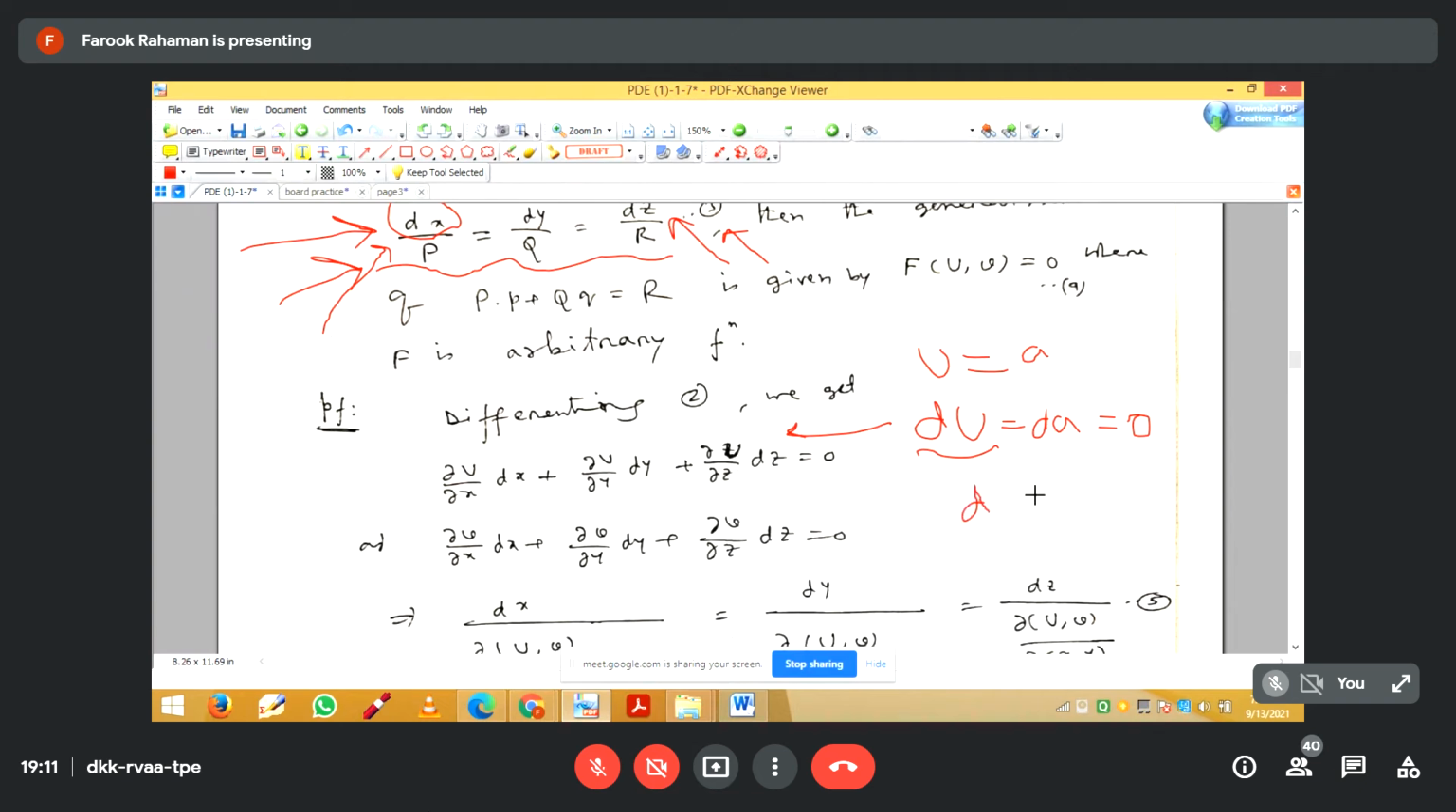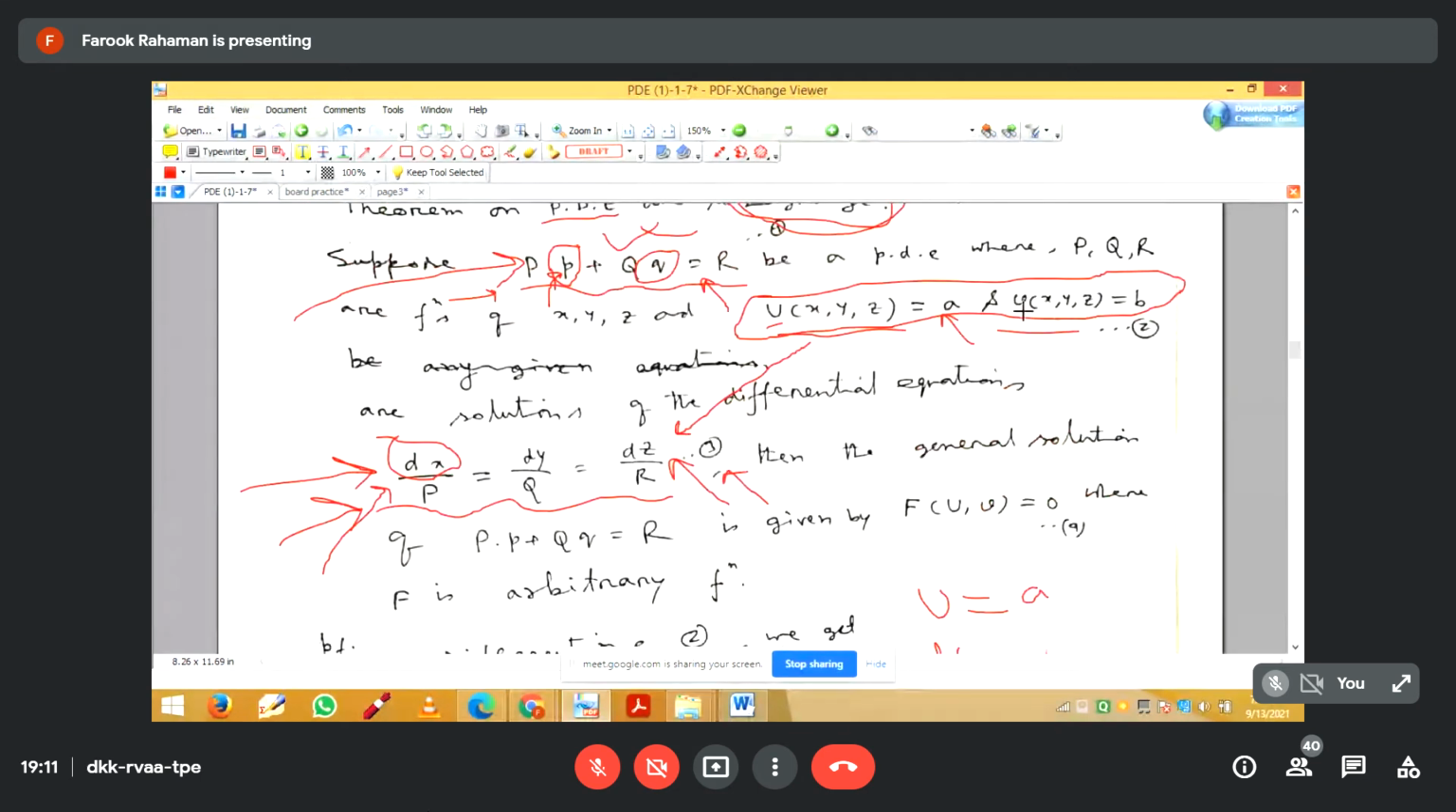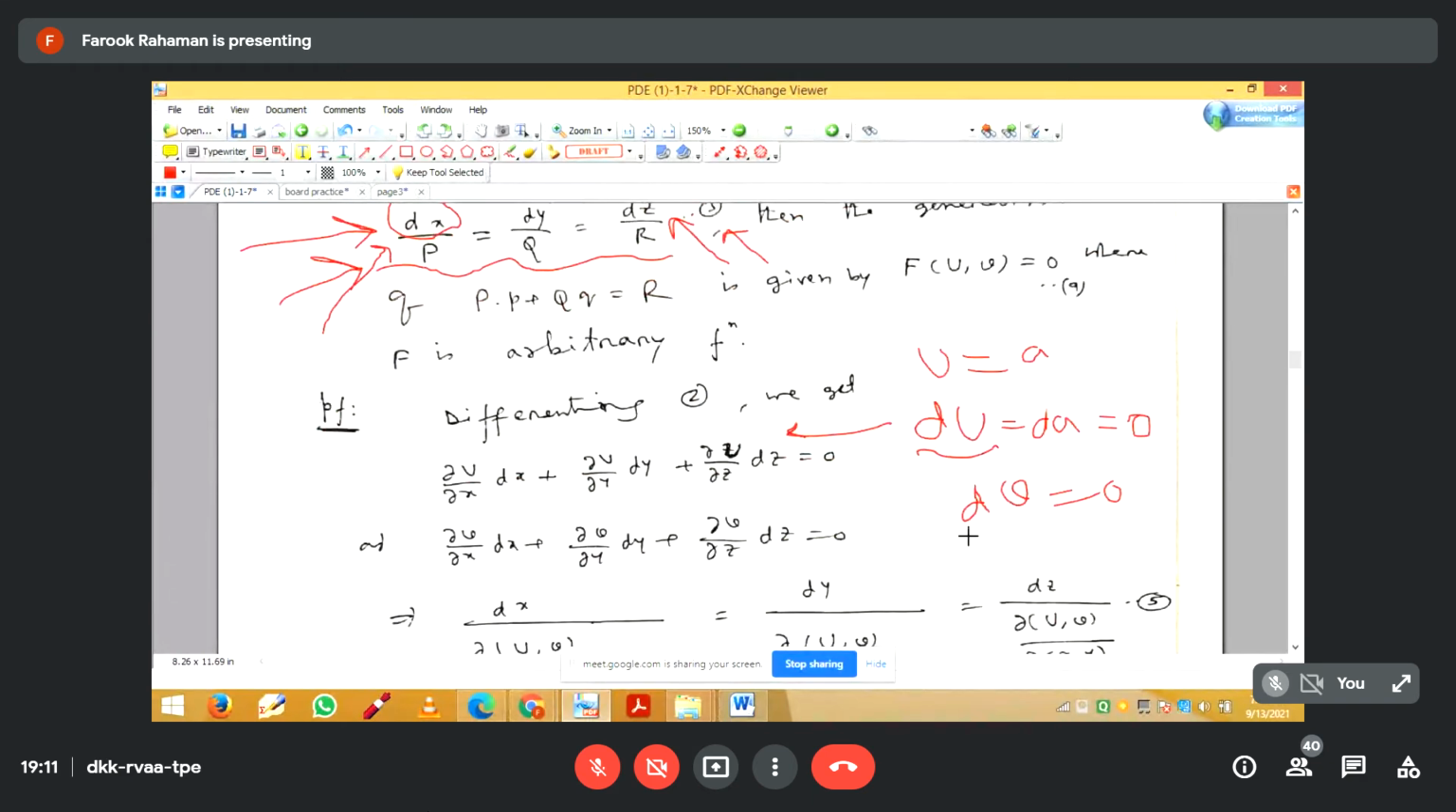Similarly, v equal to constant. So del v equal to 0, because v equal to constant. Right hand side is a constant. So dv equal to 0. Okay. Now what is dv? We have to use the chain rule. This is the chain rule.